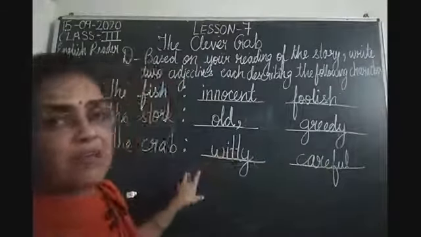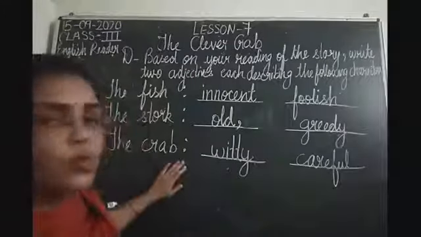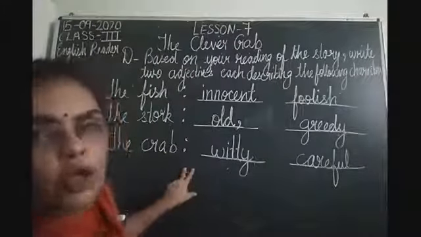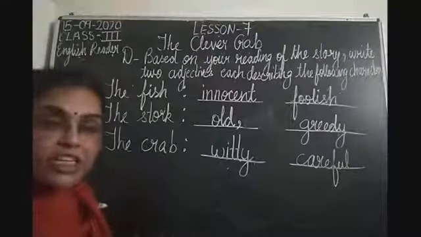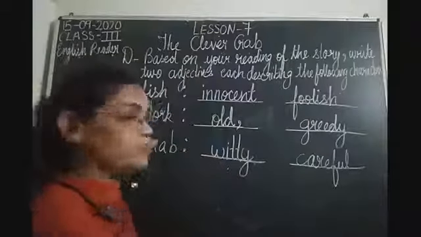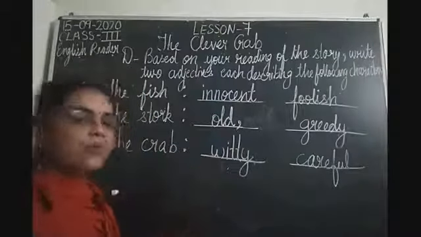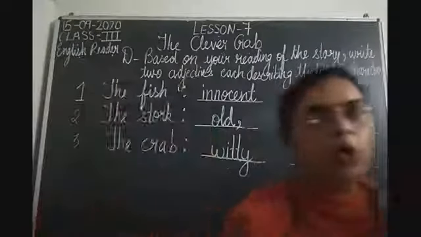Witty means clever. So children, please do write this exercise in your English notebook. And what are adjectives? They are describing words. We have used these adjectives to describe the character of the story, the clever crab. Children, please write this in your English notebook.